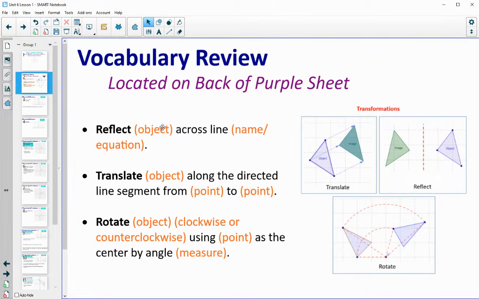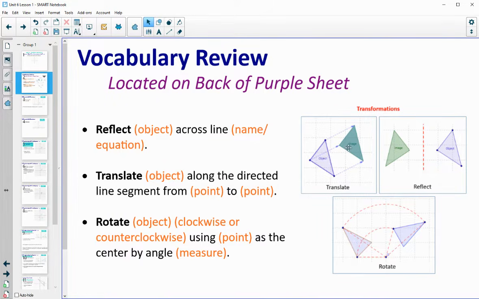So remember that when we're doing a reflection, we reflect some object across a line. So when you're naming a reflection, you would say reflect triangle ABC across line K or L if it's labeled, or something like the x-axis, y-axis, x equals 2, etc.